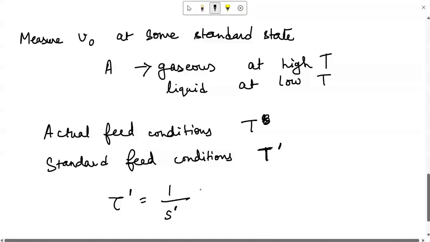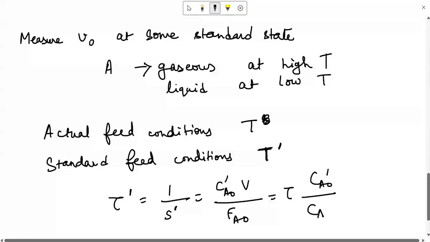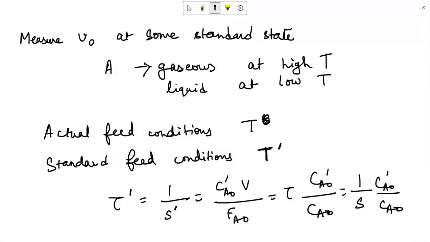So tau dash equals 1 by s dash, and this again equals Ca0 dash V by Fa0, which again is equivalent to tau Ca0 dash by Ca0, equivalent to 1 by s Ca0 dash by Ca0. So this is how you can relate the space velocity and space time for actual feed conditions and standard conditions.